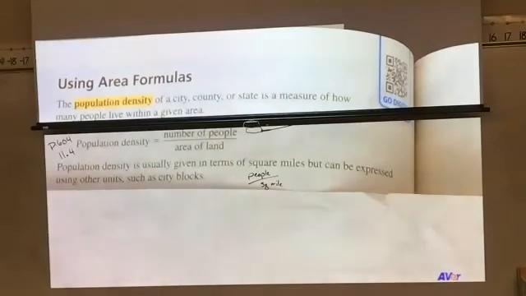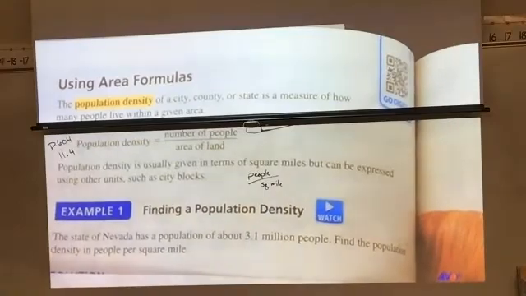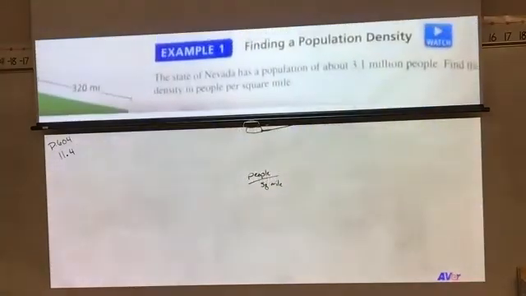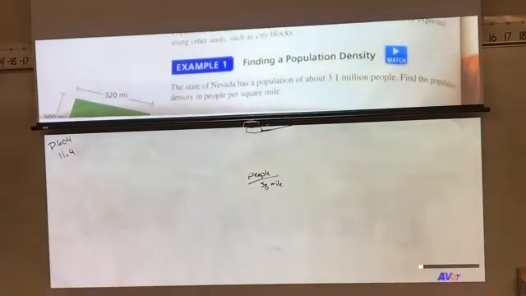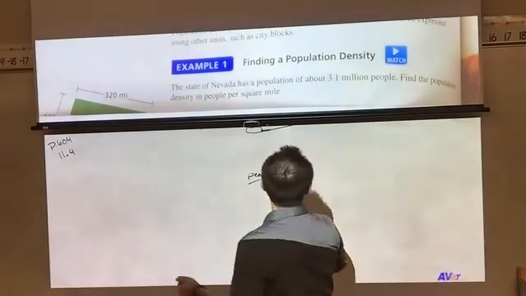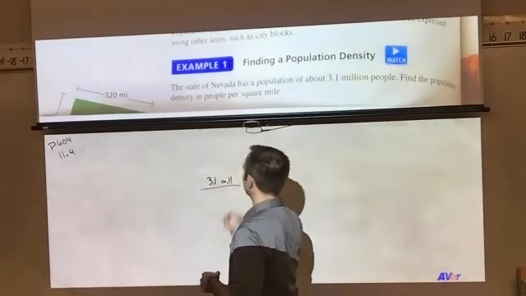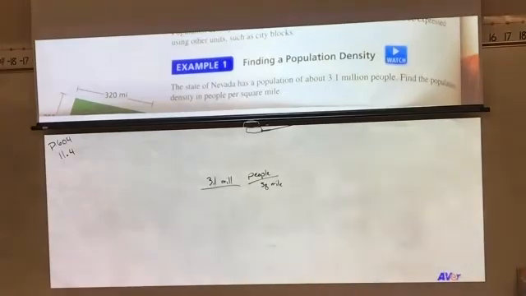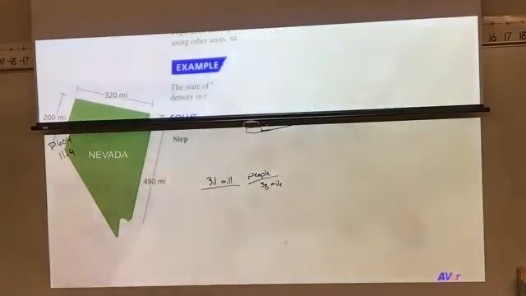Okay, so let's take a look at the type of questions that we are going to see. We're going to be solving for different types of things here. This one's talking about the state of Nevada. It says it has a population of about 3.1 million people. We're looking for population density. Remember, our population density is people over area. So people is 3.1 million on top, and on the bottom we're looking for that area. It says in square miles, so we're going to have to find the area of Nevada.